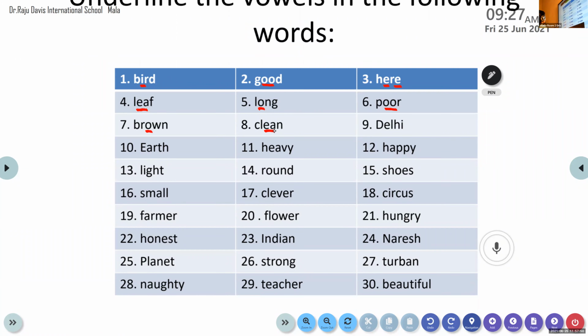Now let's move on to the next person. Elroy, come on, Elroy. Yes, ma'am. Yes, come on, read the next word. Yes, Delhi. Very good. Now pick out the vowels. How many vowels are there? E and I. Yes, E and I. I hope all of you are doing this exercise in your workbook. Please do it. It's just a matter of underlining the vowels in the words. Okay? So it is very good.